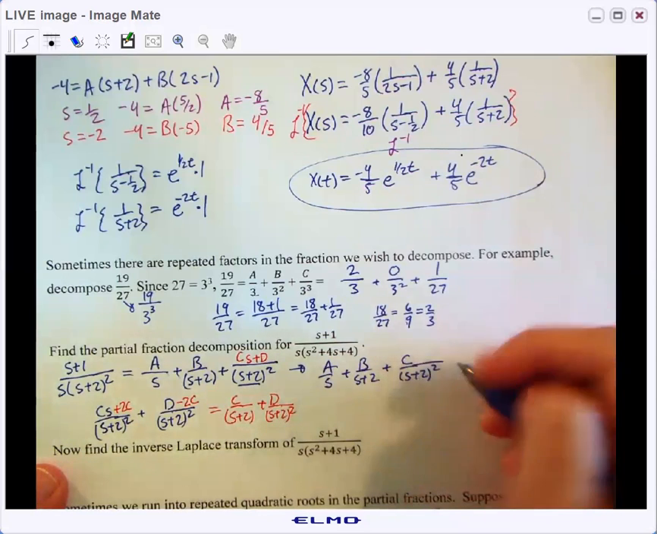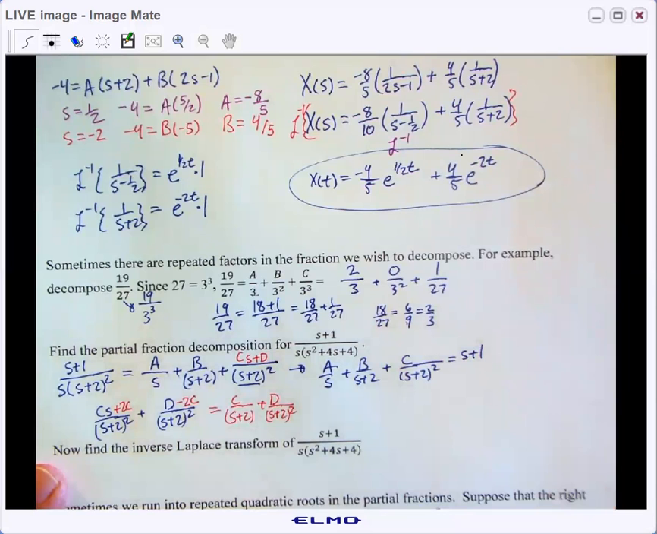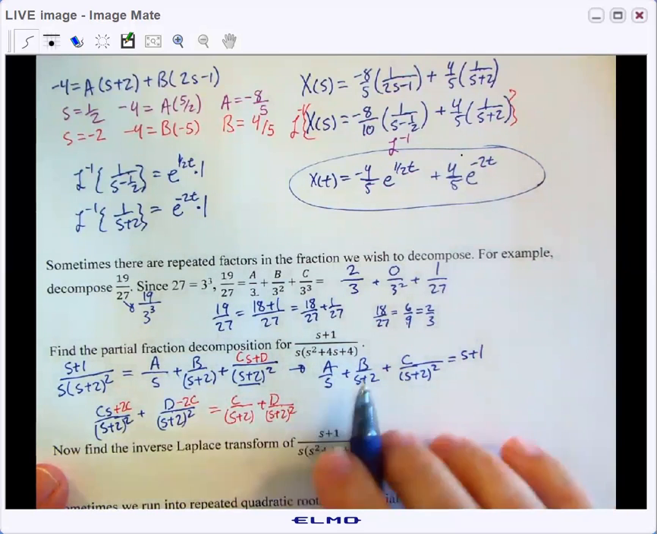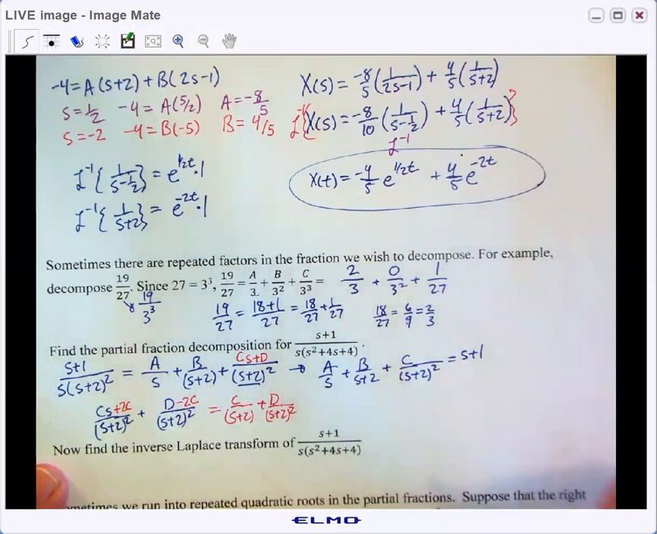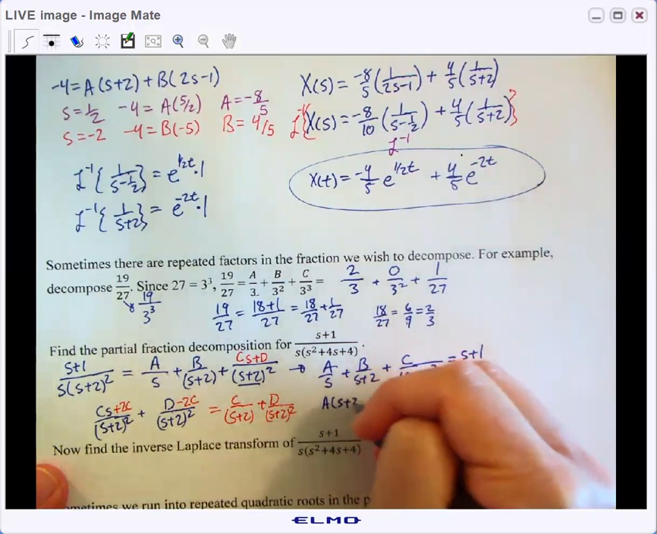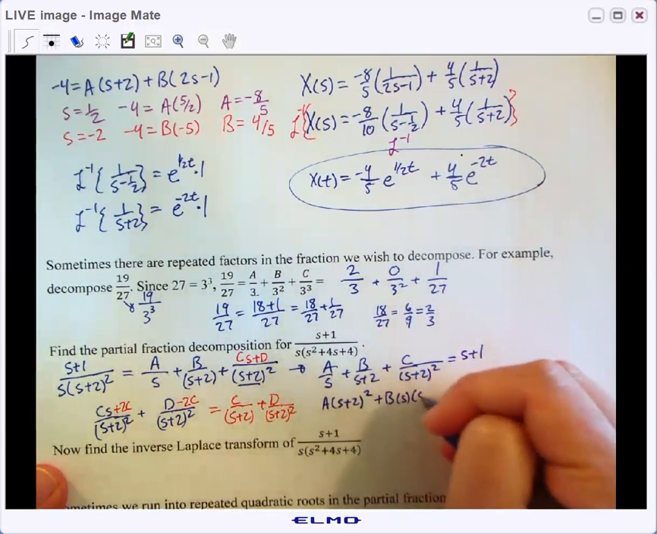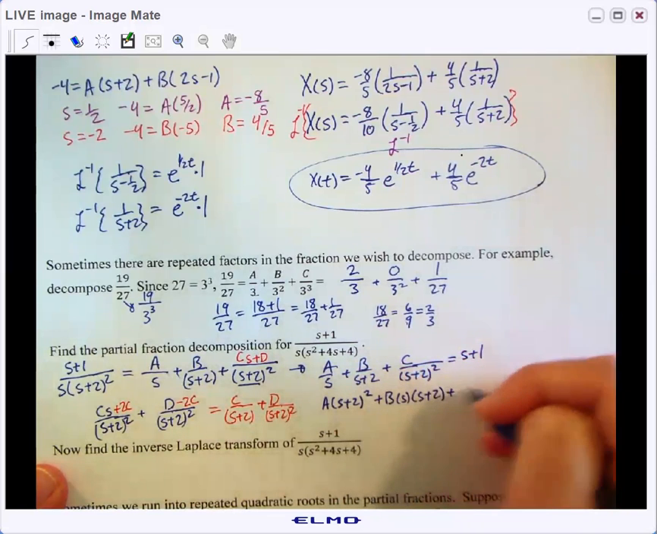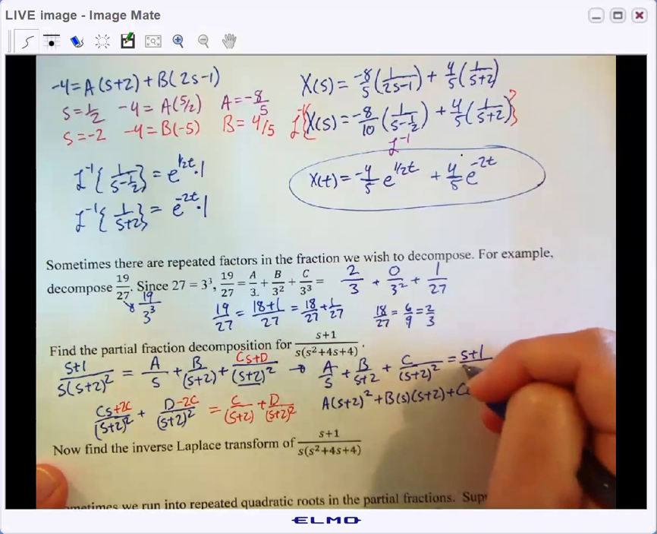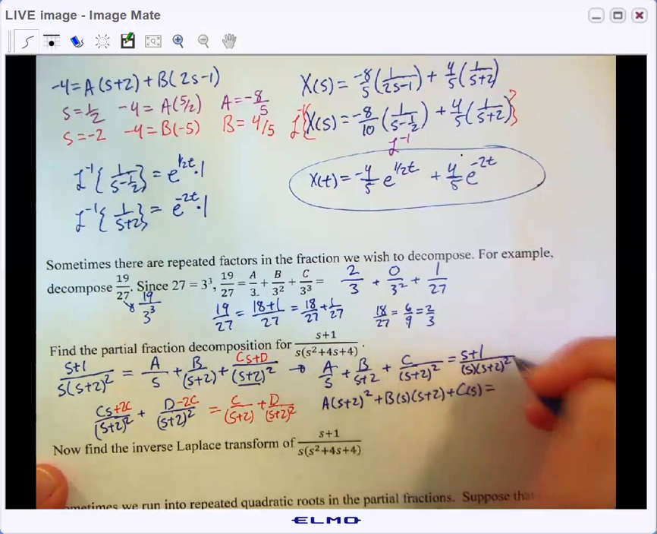And if we remember that this is equal to s plus 1, we can go ahead and find our partial fraction decomposition. Getting a common denominator and then doing just some baby algebra steps, we'll get a times s plus 2 squared plus b times s times s plus 2 plus c times s is equal to, oh, and this guy was over s times s plus 2 squared. So, okay, it is equal to s plus 1.